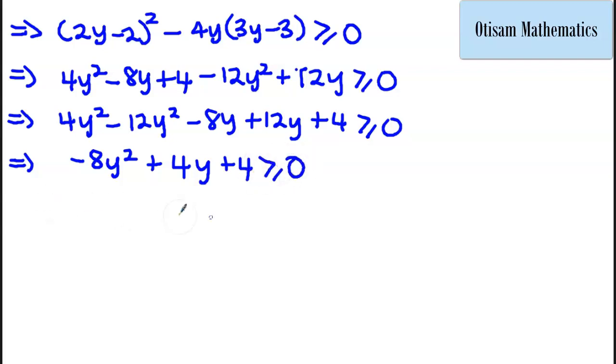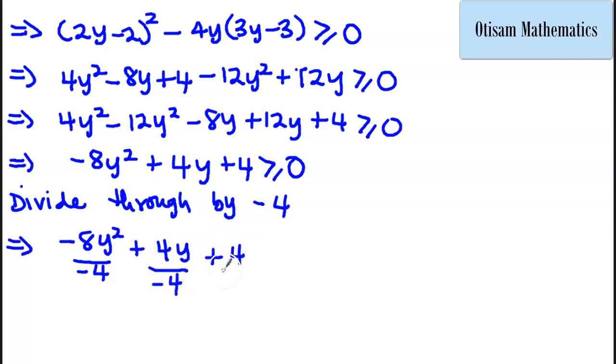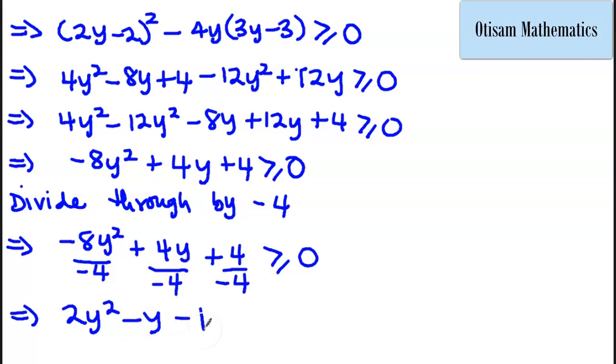Let's divide through by negative 4. We have minus 8y squared over minus 4, plus 4y over minus 4, plus 4 over minus 4. So we have 2y squared minus y minus 1. As soon as we divide through by minus 4, the sign changes. So that is less than or equal to 0.